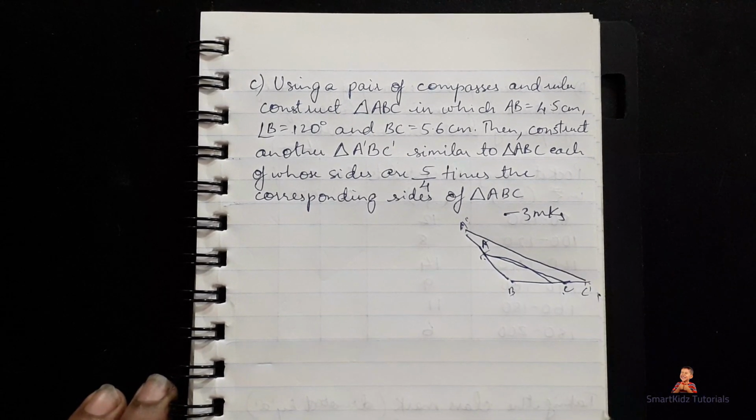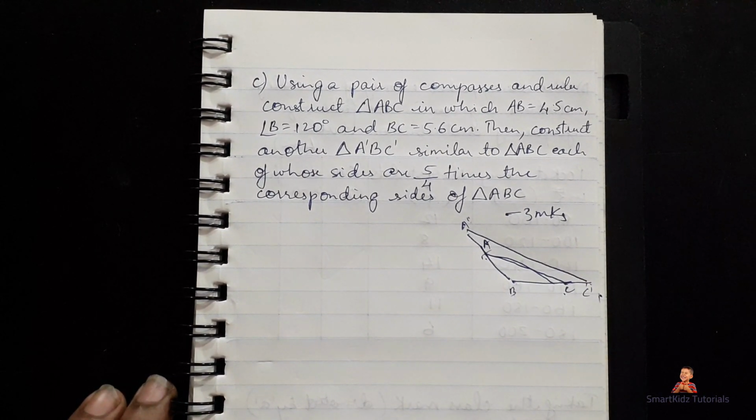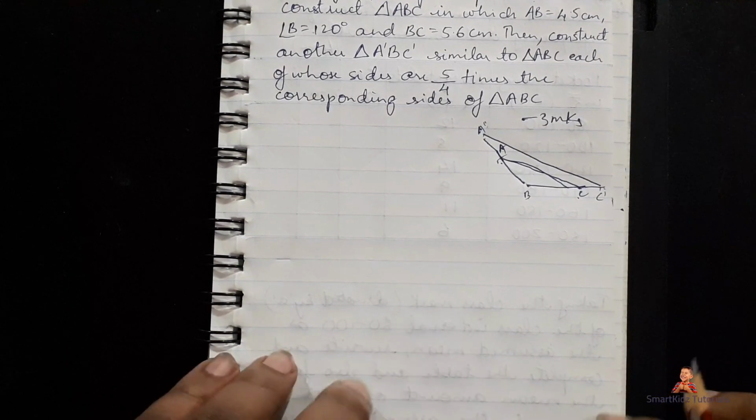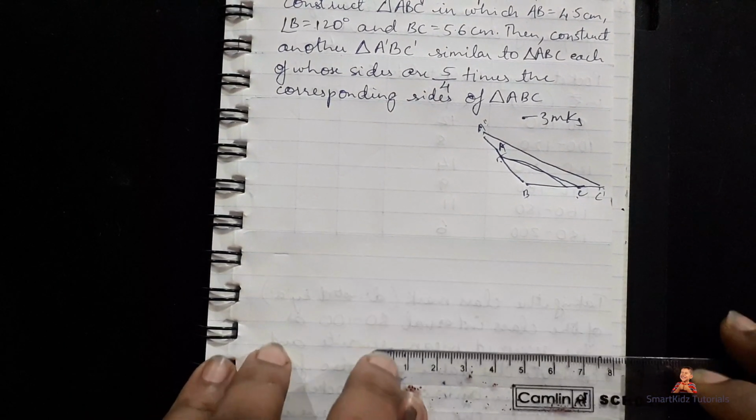So let's begin with the construction. First we'll draw BC, which is 5.6 centimeters. We'll begin over here.